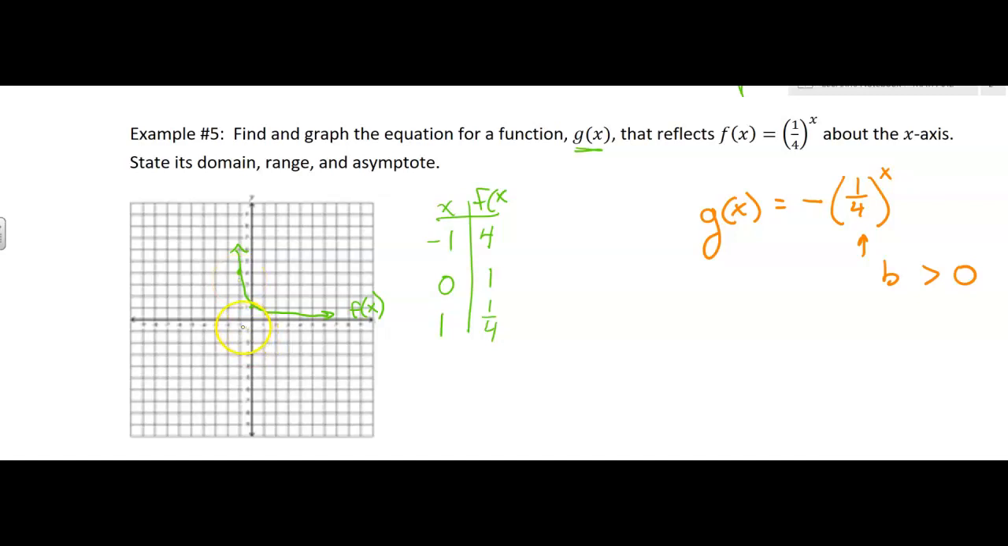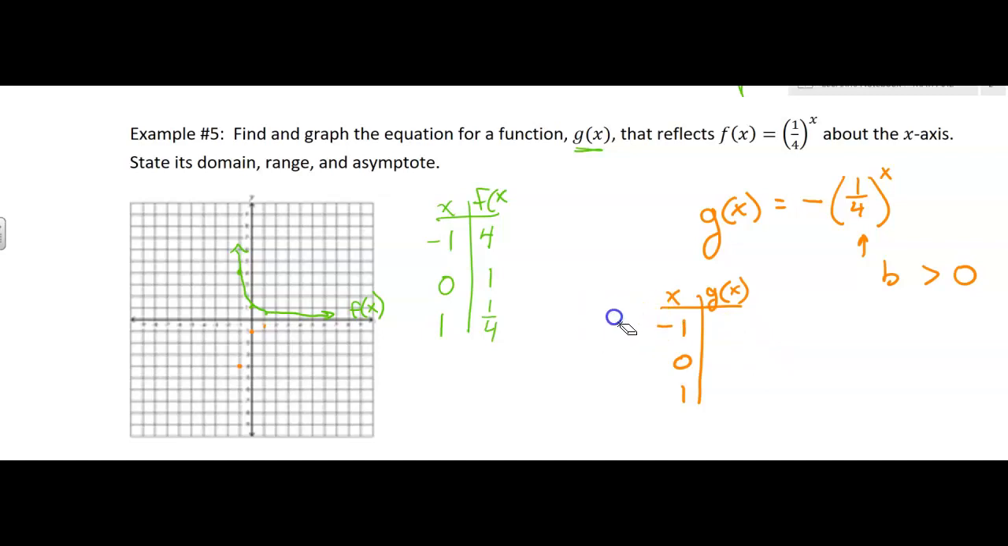So we'll have points at -1, -4, down there, and then we'll have a point at 0, -1, and then a point at 1, -1/4. You could make a table of values for this as well. I don't know that you need to, but you could. If you plug in, you're going to get -1/4. I'm sorry, -4. Let me write that out so you can see it.